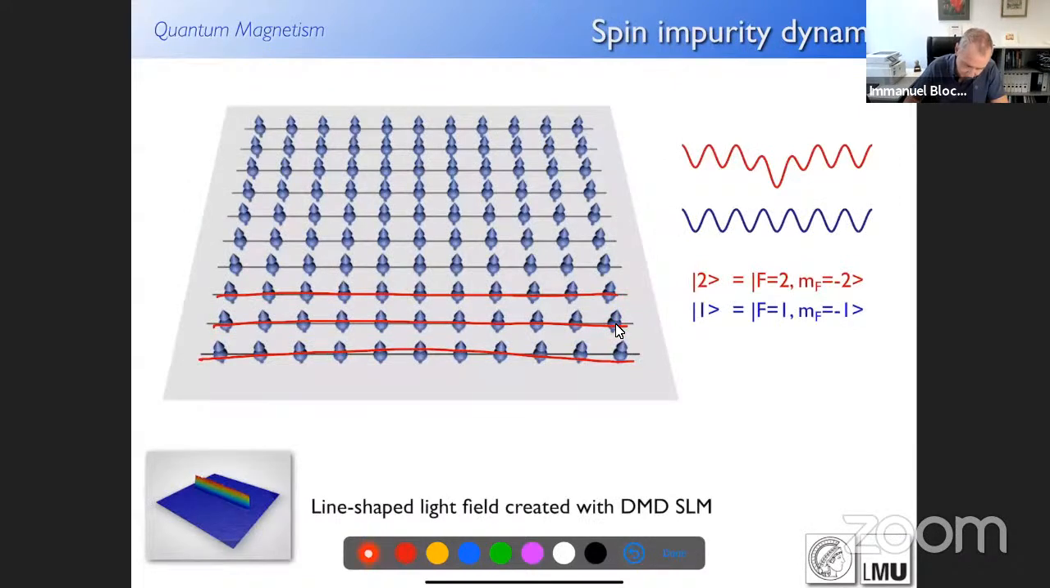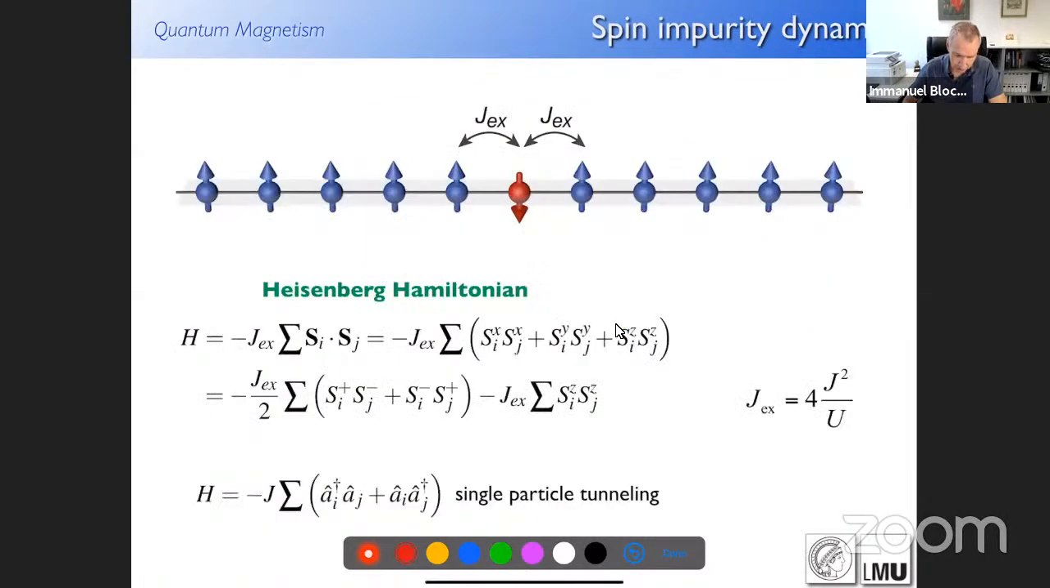So what should have shown, that's a pity, is that we address with the laser, for example, this column, and we flip all the spins in this column to spin down. So we've basically deterministically created this impurity in the system, and this impurity will now start to move in the system. So how can we understand its motion? So this is the initial state.